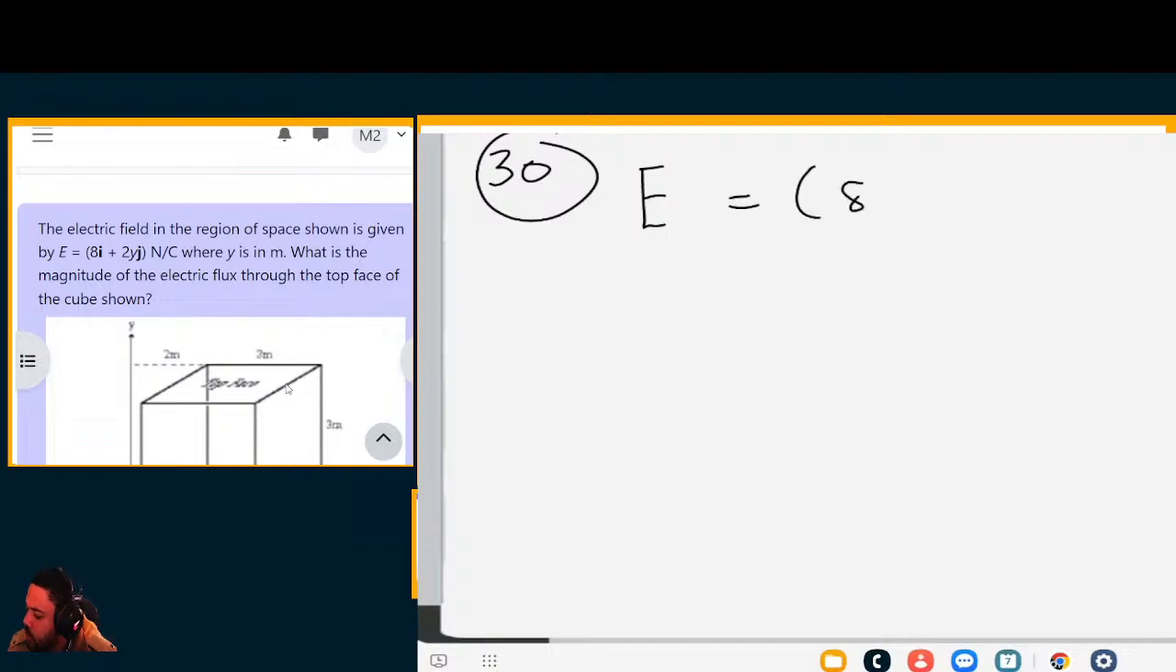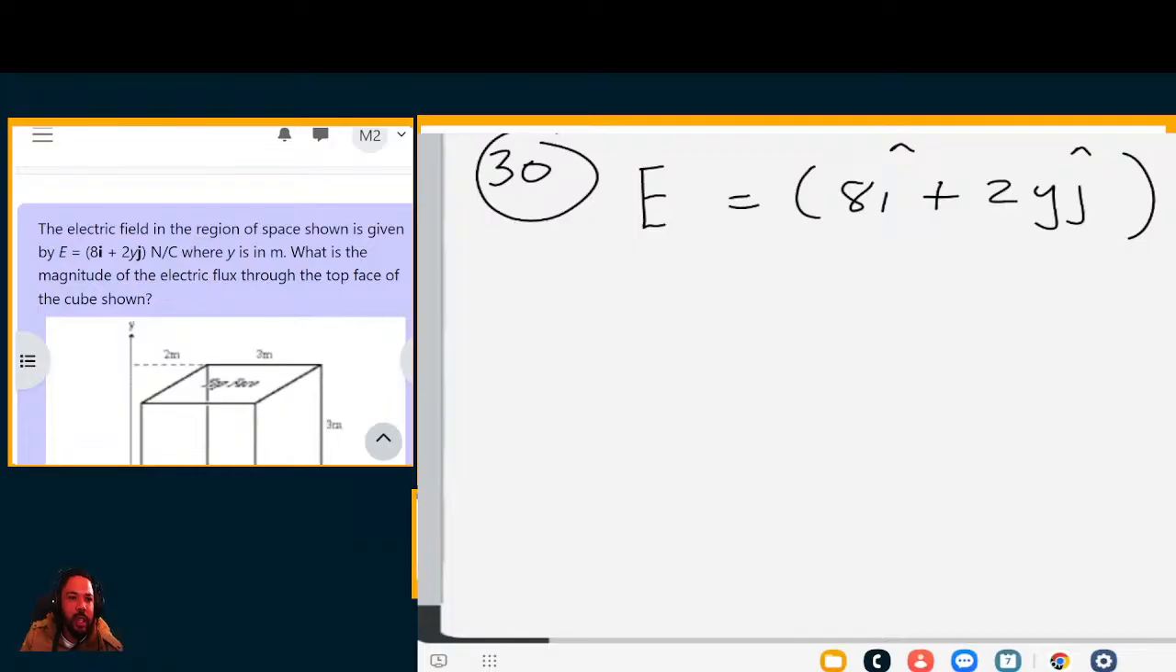Remember, an electric field is still a vector and it's given by this formula. It's i hat and 2y j hat. This is the electric field that they give us, and it's in newtons per coulomb. Well, not always, it's not always measured in newtons per coulomb. And y is in meters, they tell us.